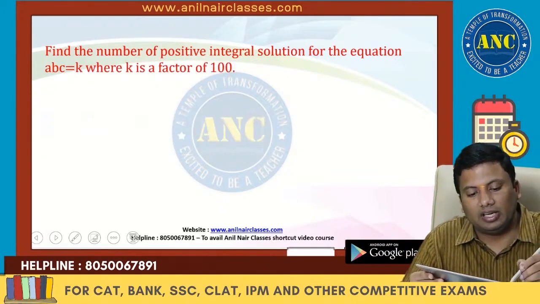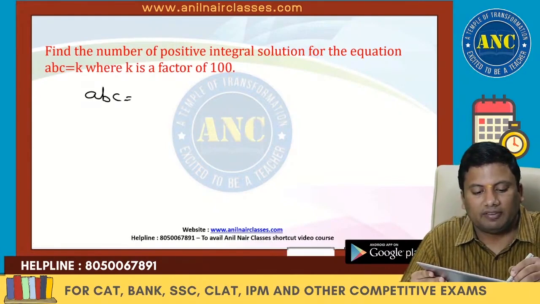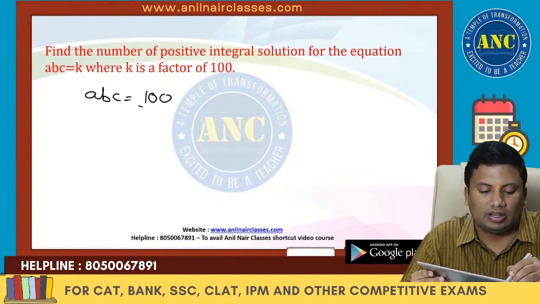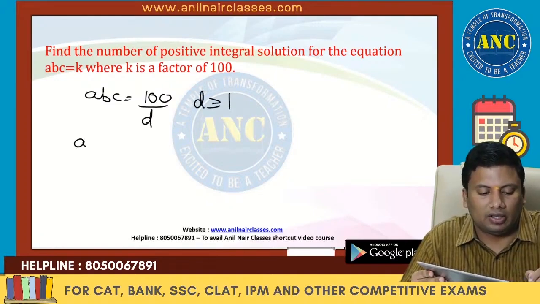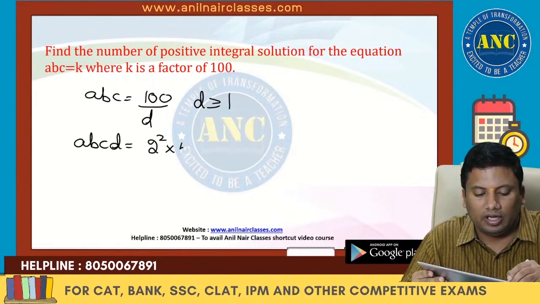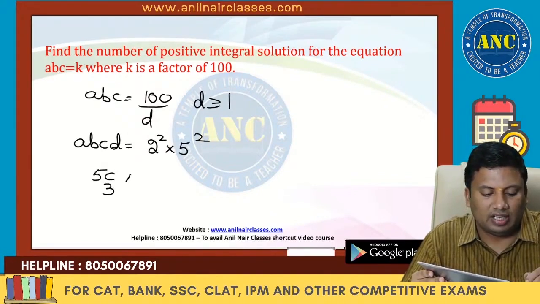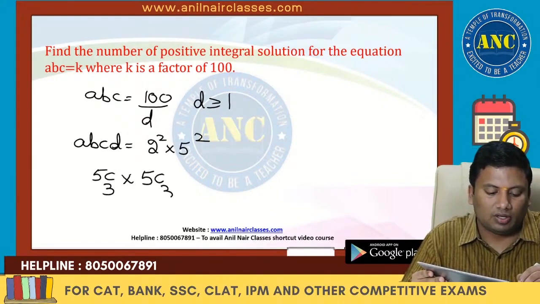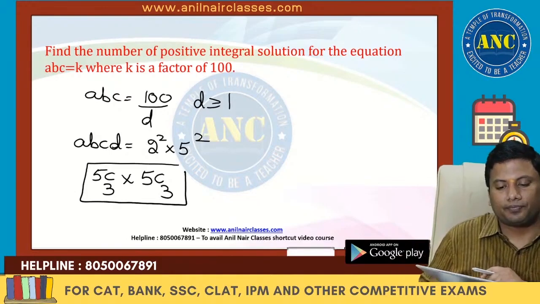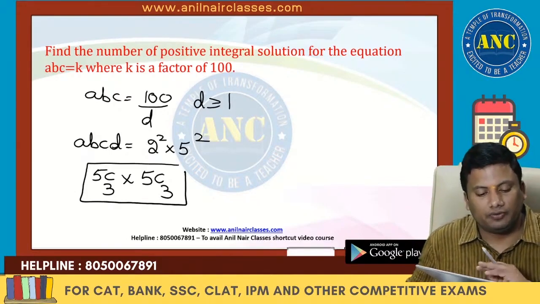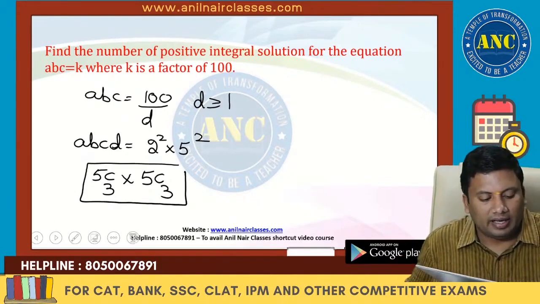Here ABC equivalent to K, where K is a factor of 100, which is nothing but 100 by D, D greater than or equivalent to 1. So ABCD is nothing but 2 square into 5 square. 2 plus 4, 6, which is 5C3. The power is the same, so it is also 5C3. The answer is 5C3 into 5C3. I hope the idea is clear.